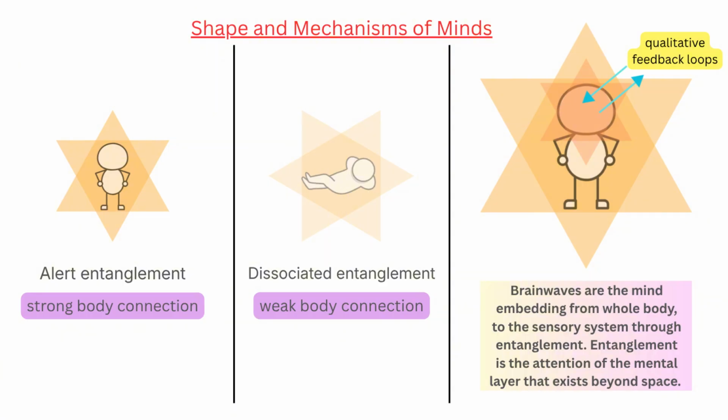Whereas dissociated states, we could say pre-sleep or sleep, meditative, in certain types of flow states. The mind then becomes a little looser, more diffused from the body, and allows you for different types of information exchange and experiences.